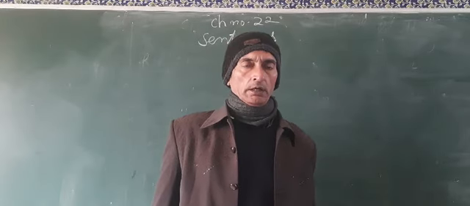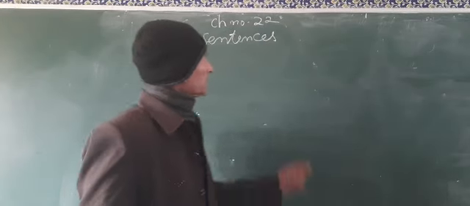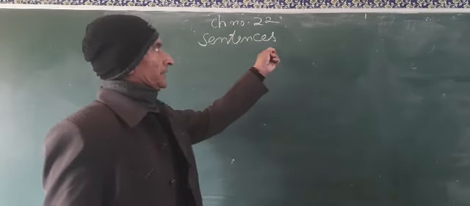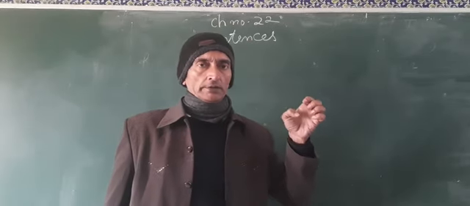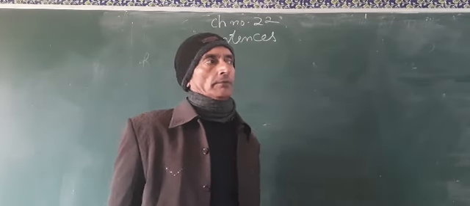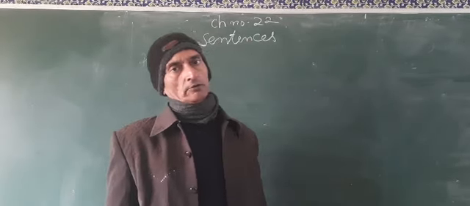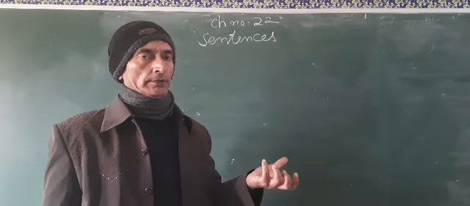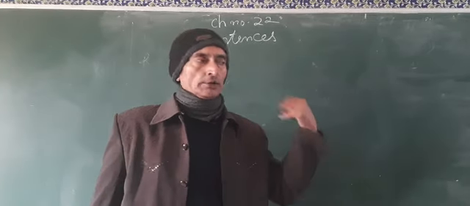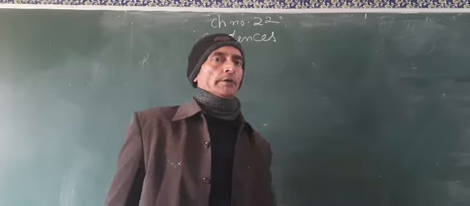Today, I am going to teach you chapter number 22, sentences. Actually, based on the structure, sentences are of three kinds: simple, compound, and complex. I told you about simple sentences yesterday. Today, I am going to tell you something about compound sentences.